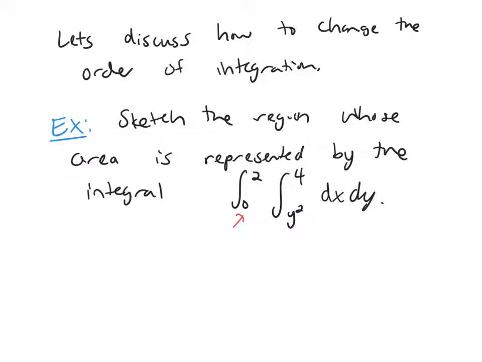So here, 0 to 2, that corresponds to y. So y is between 0 and 2. And then these bounds correspond to x. So x is between y squared and 4.